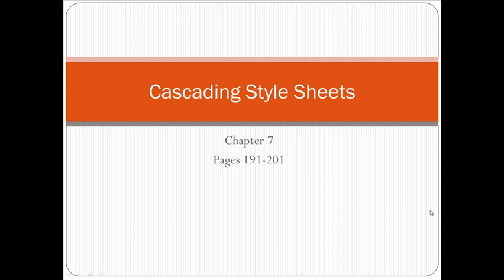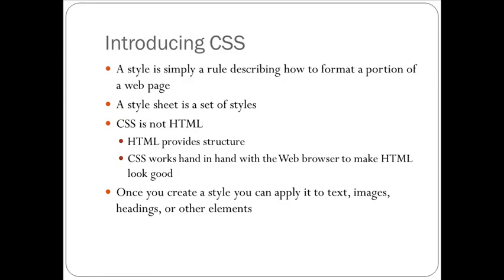In Chapter 7, we start looking at cascading style sheets, which for a lot of people can be very confusing in the very beginning, but once you get the hang of it, it's a great way of styling your pages. Basically, a style is just a rule describing how to format some part of the web page. It could be a single word, could be a paragraph, a table, whatever. A style sheet then is a set of those styles.